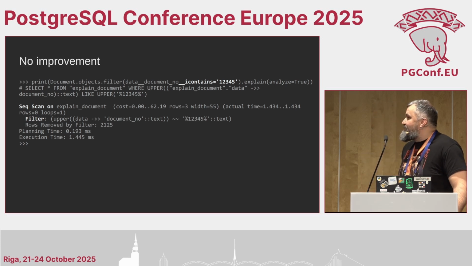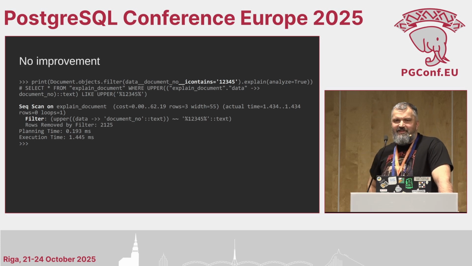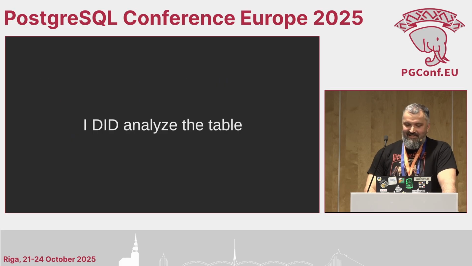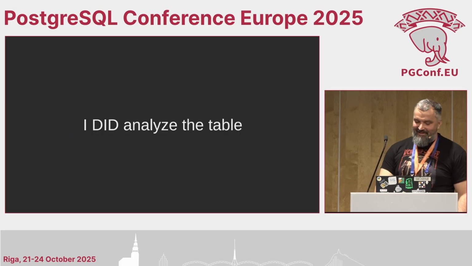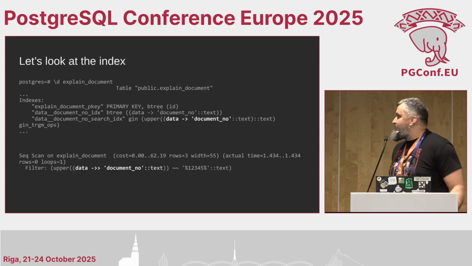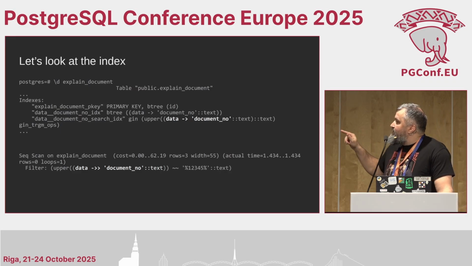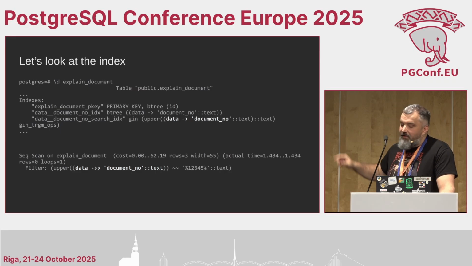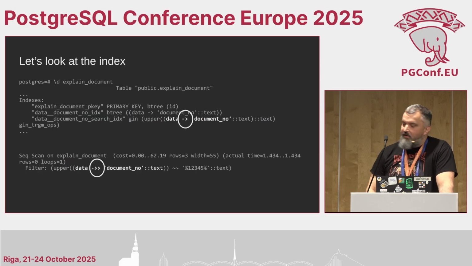So the index is created, however, there's no improvement. Any ideas? I did analyze the table. So again, this is a case where frameworks shoot you in the foot. I looked at the actual index being created and the explain plan that is being executed. Pay close attention to this part.